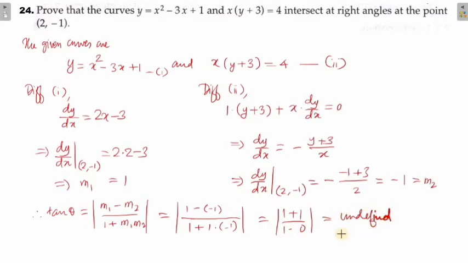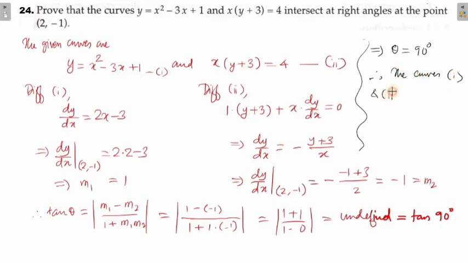But all of you know that the value of tan theta becomes undefined only if the value of the angle is how much? 90 degrees. So therefore from here we see that theta is equal to nothing but 90 degrees. So therefore the curves 1 and 2 intersect at right angles at the point 2 comma minus 1. I hope this is clear to you. You may pause the video and note down your solution.